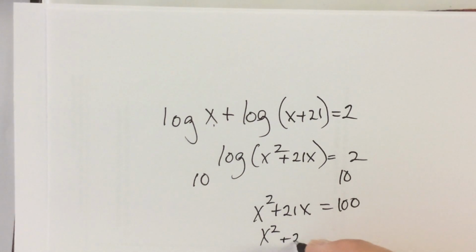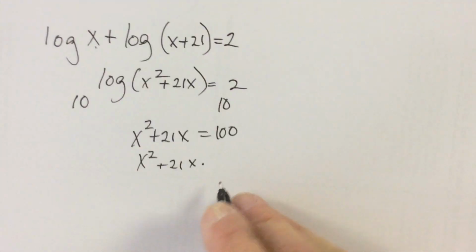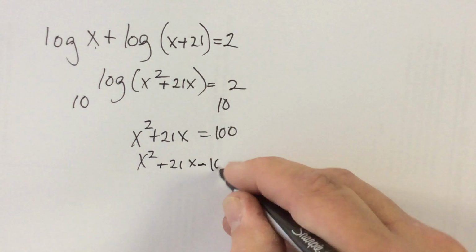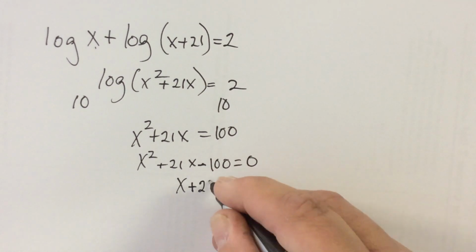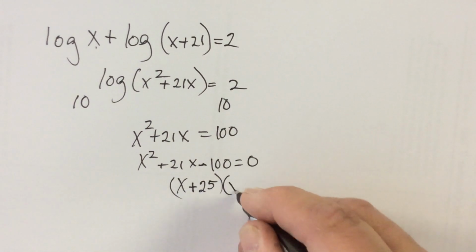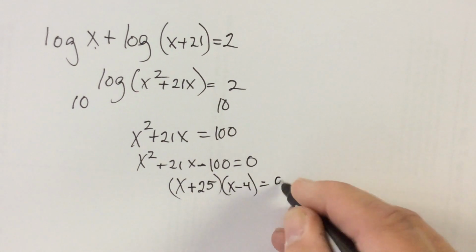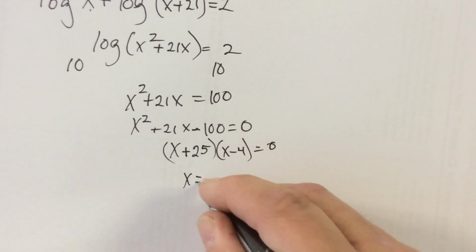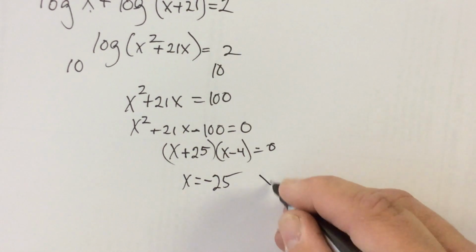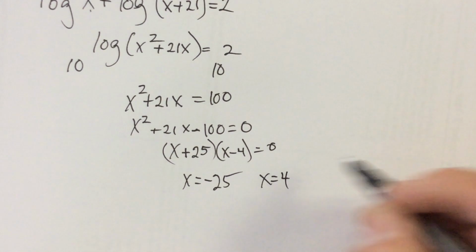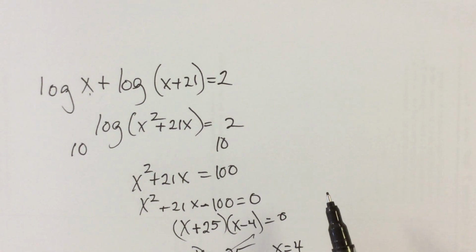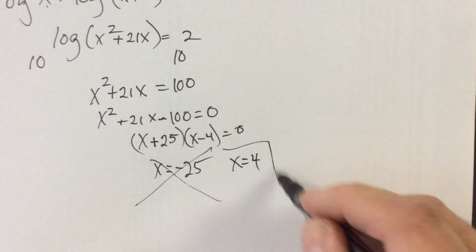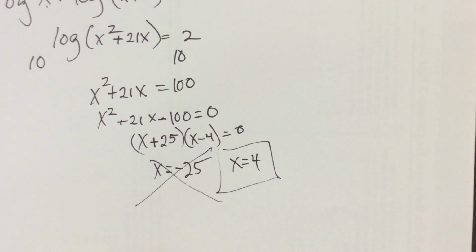x squared plus 21x minus 100 equals 0. x plus 25 times x minus 4 equals 0, which means x is equal to negative 25, and x can be equal to 4, except that negative 25 can't be a solution because we go back up here, and that would make this log of negative 25, and that can't happen. So the only answer to this is x is equal to 4.